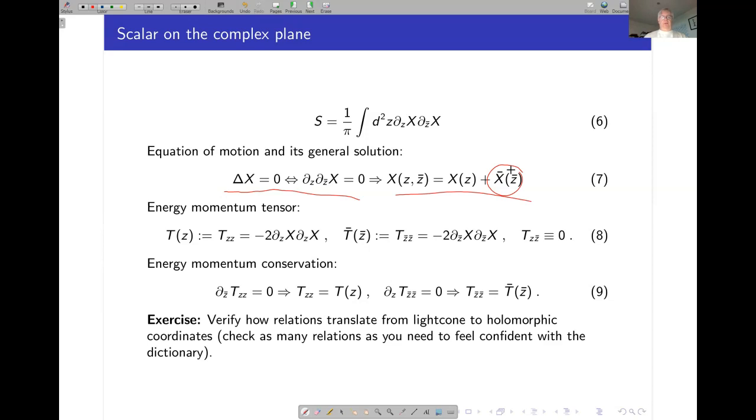Good. Important object: the energy momentum tensor. This I've now also written out here in the new variables. And as for the light cone coordinates, the tracelessness is a vanishing of the mixed component. And the conservation equation now becomes the condition that the ZZ component is holomorphic, that is, only a function of Z, and the Z bar component is only a function of Z bar.